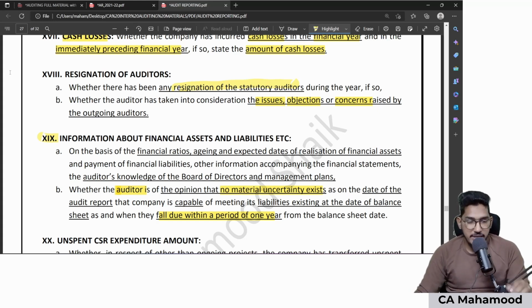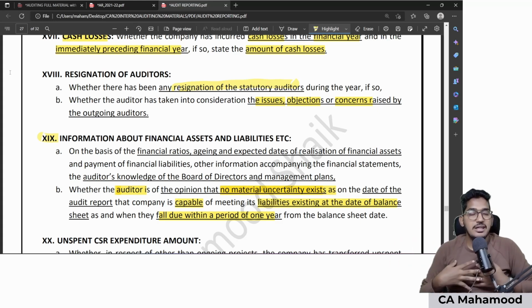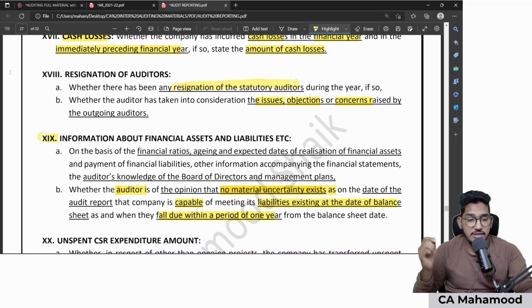Let me read this point in a detailed manner: whether the auditor is of the opinion that no material uncertainty exists as on the date of audit report, that the company is capable of meeting all its liabilities existing at the date of balance sheet as and when they fall due within a period of 1 year from the balance sheet date. So whatever liabilities fall due within 1 year from the balance sheet date, is the company in a position to pay all those liabilities, or is there any material uncertainty existing? That I need to comment here.